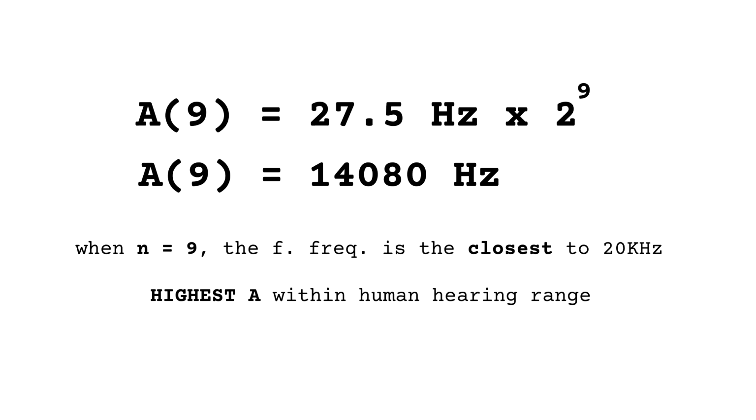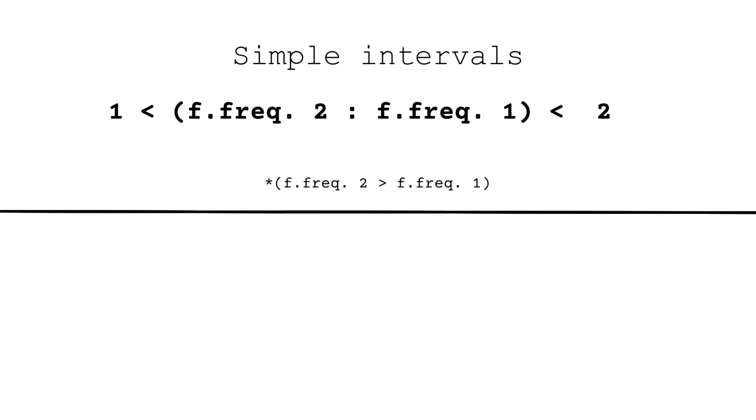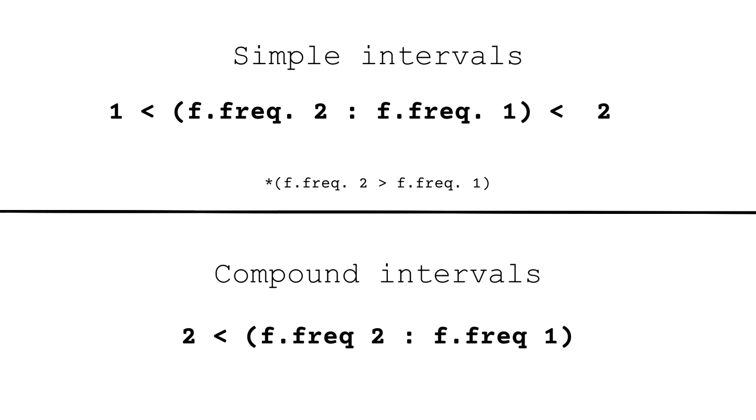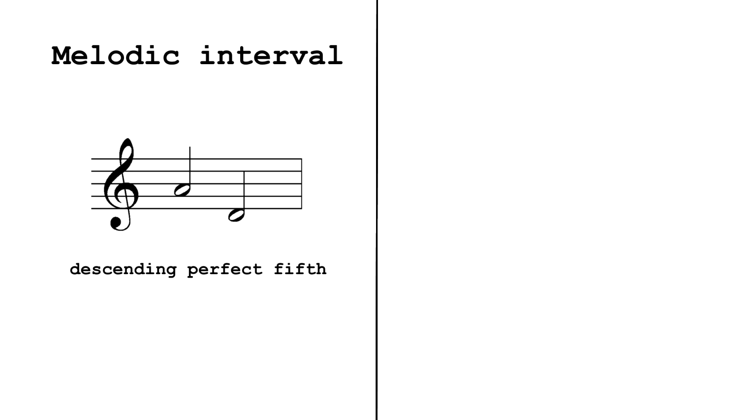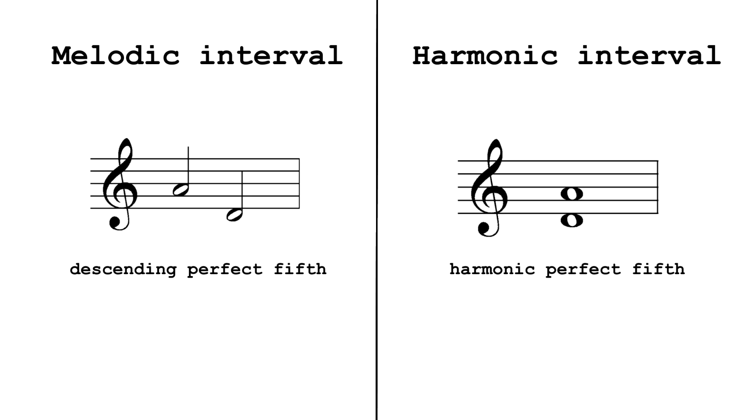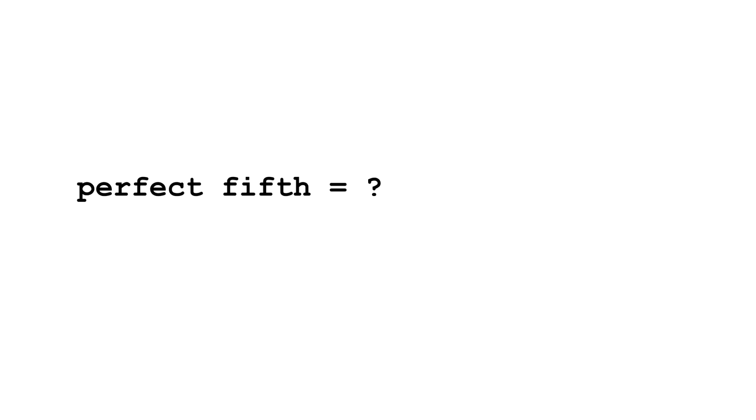Every so-called simple interval, which means within an octave range, can be expressed as a ratio from 1, perfect unison, up to 2, perfect octave, and any number bigger than 2 will be called a compound interval. Intervals can be measured melodically, which means the trajectory of a single line during a given time, and harmonically, which means two lines simultaneously. But what is the ratio by which we identify a perfect fifth, for example? There are different answers.